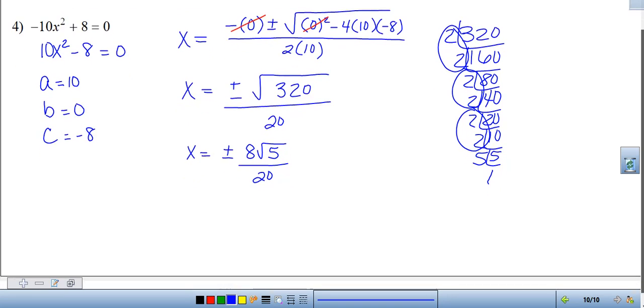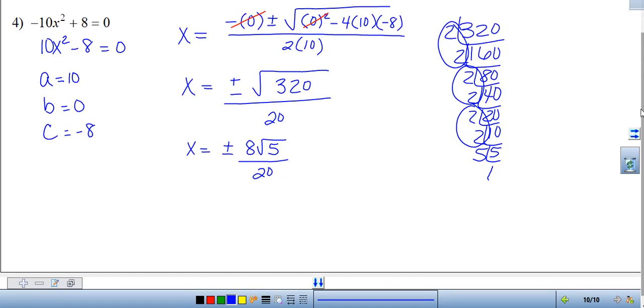Now, just like in the previous problems, before I circle this, I need to check those outside numbers. This time I only have 2 outside numbers, an 8 and a 20. Can they reduce? Yes, they're both divisible by 4. 4 goes into 8 2 times, and 4 goes into 20 5 times. Now my final answer, don't forget that plus or minus, because that's telling me that I have a positive answer and I have a negative answer. If I forget this, I've forgotten one of the answers. But my final answer is going to be 2 square root of 5 over 5.